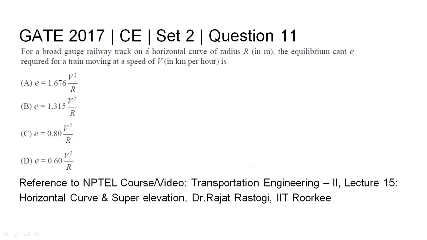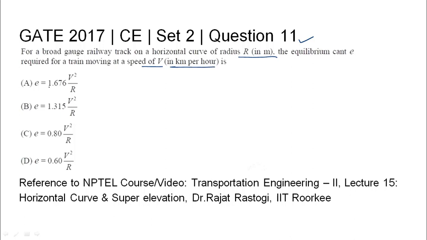GATE 2017 Civil Engineering Set 2 Question 11. For a broad gauge railway track on a horizontal curve of radius r in meter, the equilibrium cant E required for a train moving at a speed of v in km per hour is.